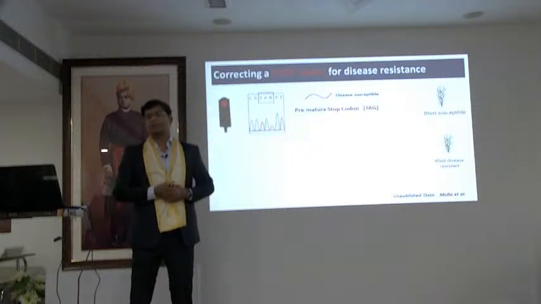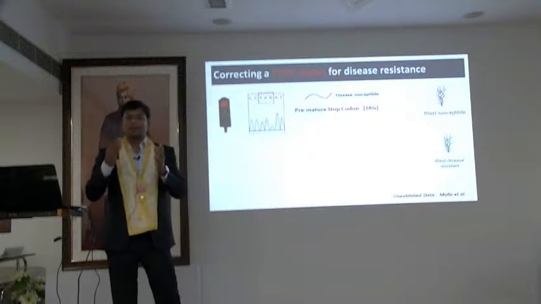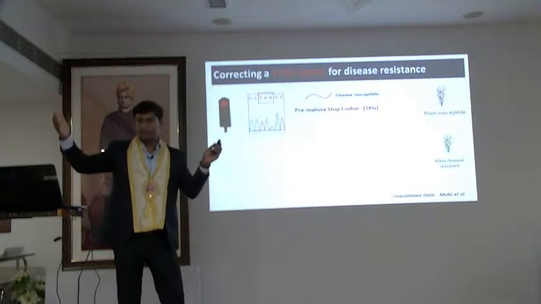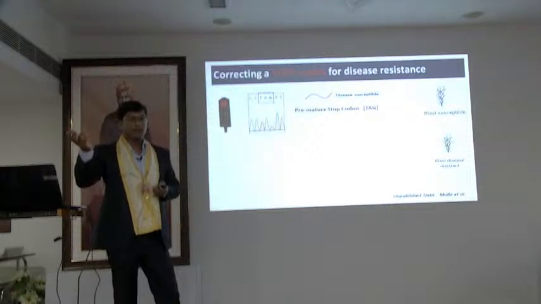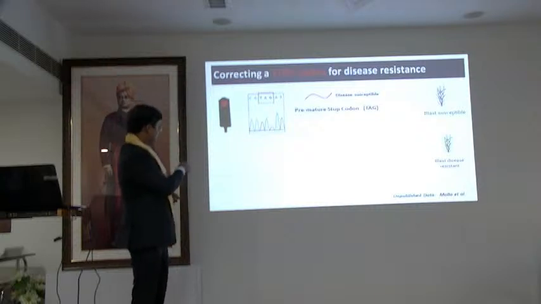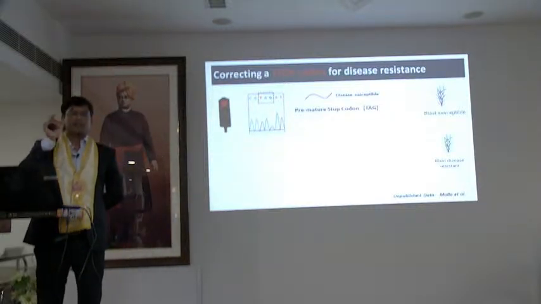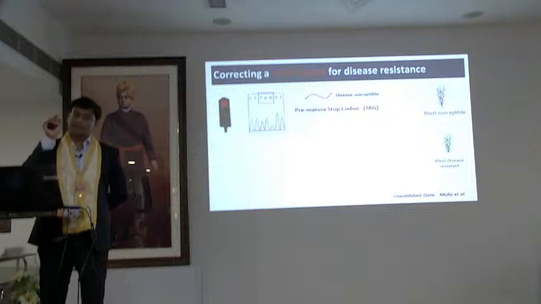What would happen then? Yes, so a truncated protein will be produced. The whole length protein will not be produced. So the gene is now non-functional because of this mutation. So TAG is the stop codon. What is TAG? This sequence is the stop codon.